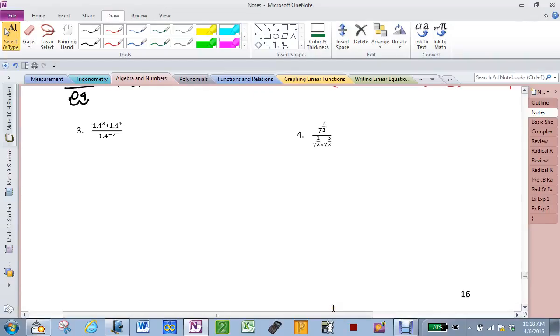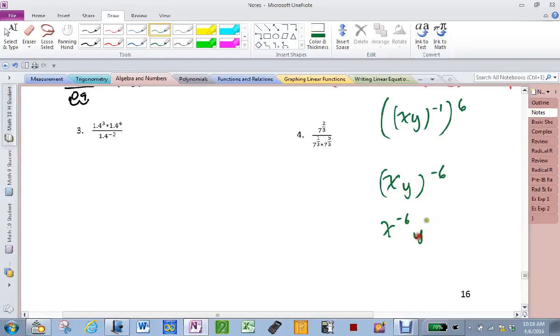I have an answer. Okay, if it's x and y times each other to the negative 1 in brackets, and then another exponent, like 6. That is xy to the negative 6, which is x to the negative 6, y to the negative 6, which is 1 over x to the 6, y to the 6th.